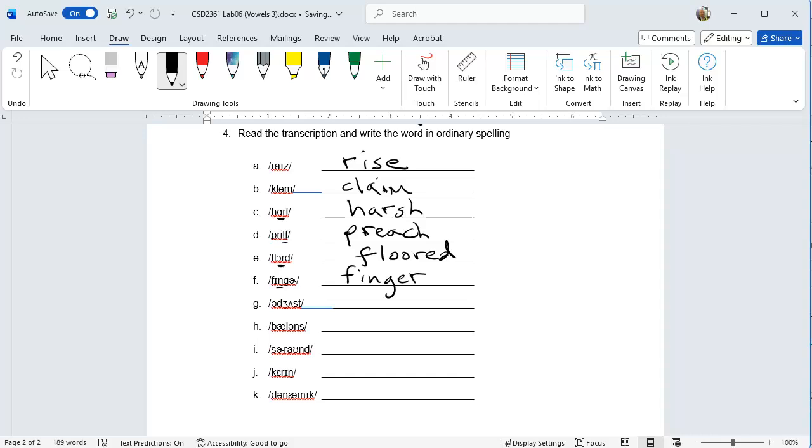Next up, we have an example starting out with a schwa, so second syllable stressed, j, st. So an example of both our vowels in there, one stressed, one unstressed. Just. Next up, balance. Next up, unstressed first syllable, surround.